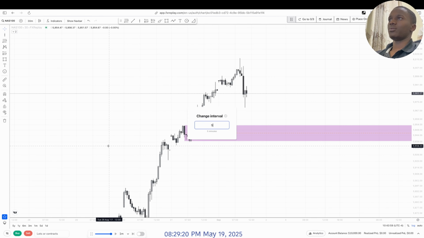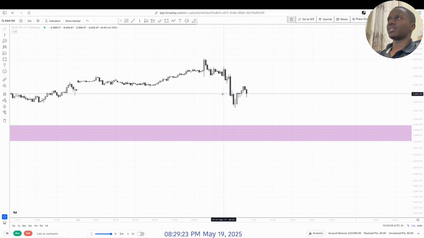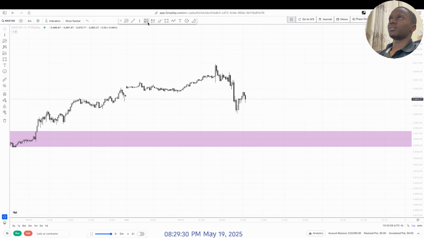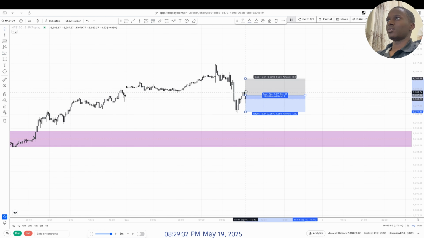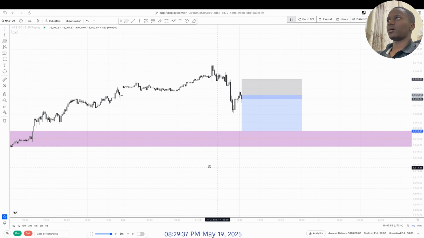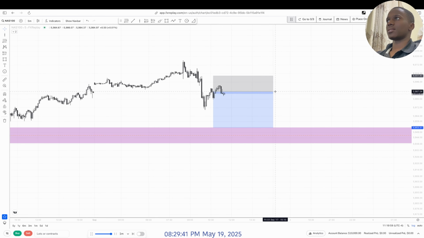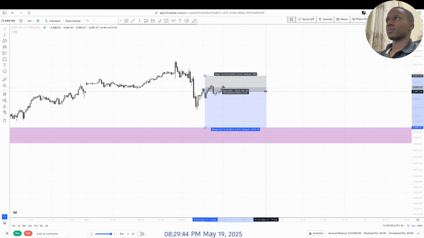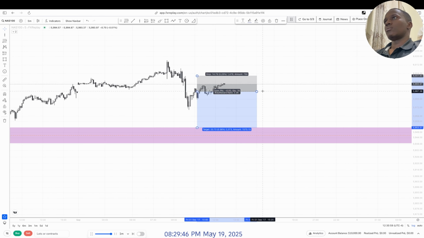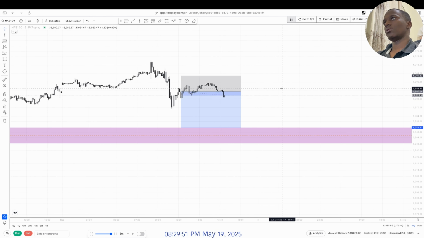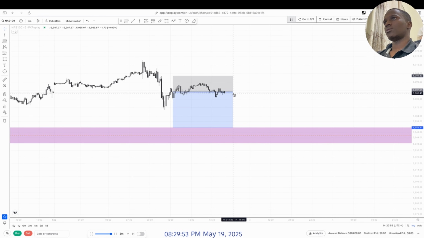So when I go to the 5 minute, I can see that we have a very good one right here. So we are targeting to reach this order block first, which means my entry will be here, a 2 hour. Let's see if it respects it. It's now ranging.